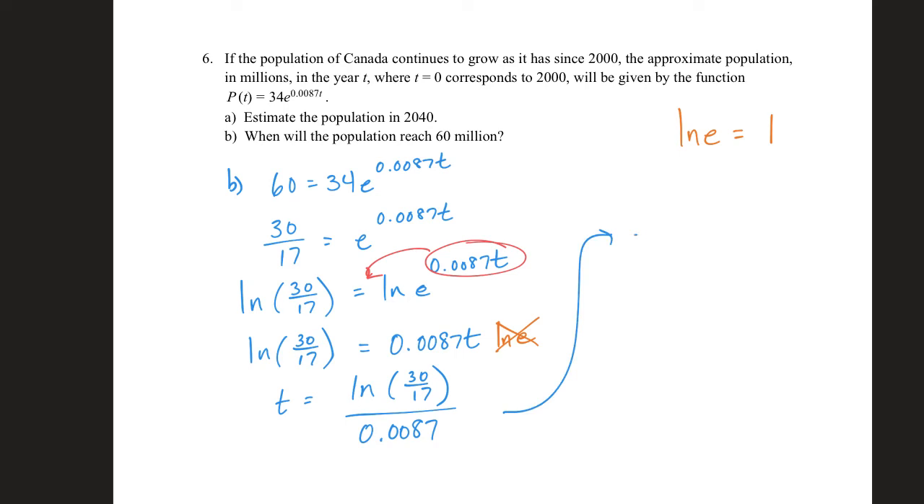What I want you to do, just work your way through your keying sequence on your calculator. Crank that one out, see what we get to. Find your ln button. Take your 30 divided by 17. And now the nice part is you only have to divide by 0.0087. And you'll notice that we come in on the same thing. There we go. So we could finish off that problem by either saying 2065 or the 66th year.